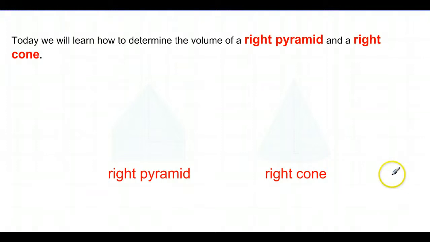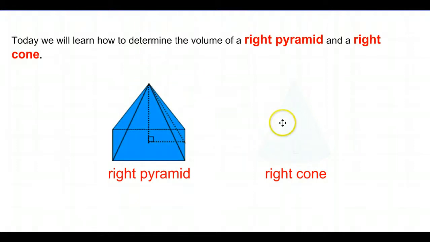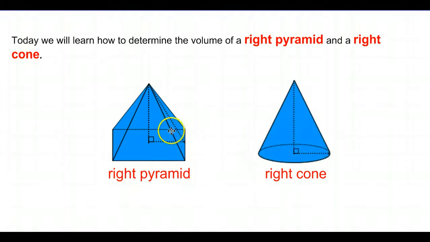Today we will learn how to determine the volume of a right pyramid and a right cone. So let's take a look at what a right pyramid looks like and a right cone. What we can see with a right pyramid is that the top of the pyramid, the very top, is directly above the center of this base, and this base can be a rectangular base, so we have a right angle here. And a right cone, again, is sort of the same idea. We have the tip of the cone right above the center.